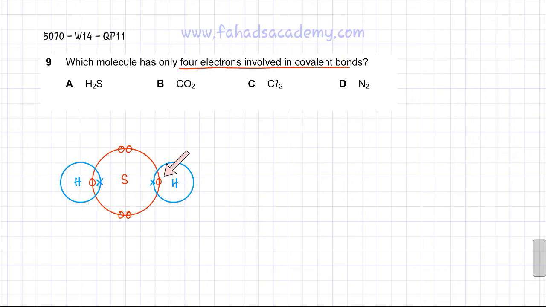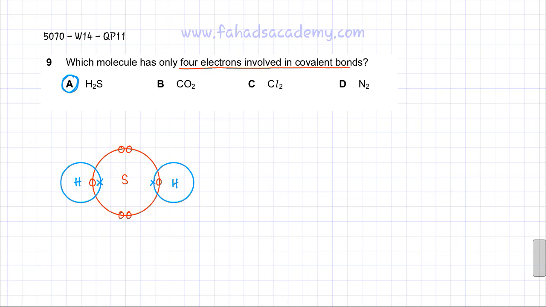There are 2 electrons in this covalent bond, and there are 2 electrons in this covalent bond. So this fits perfectly. There are a total of 4 electrons being shared. So H2S is probably the correct answer for this question. But to confirm and to revise dot and cross diagrams, I'm going to do all the rest of the options as well. So let's draw the dot and cross diagram for carbon dioxide.